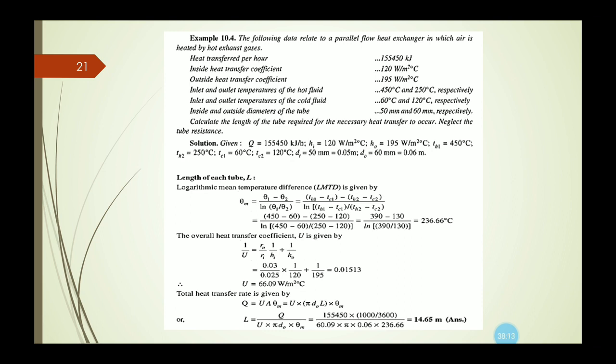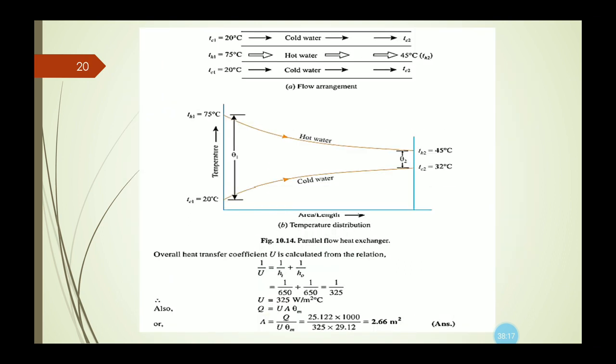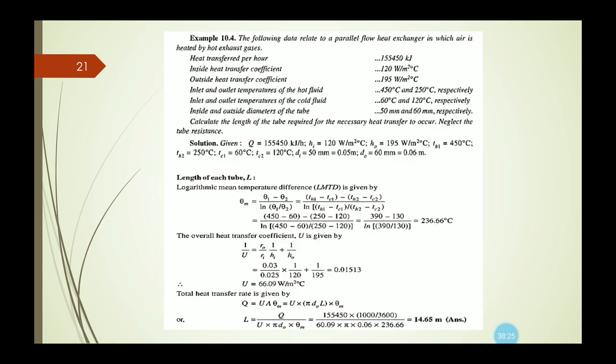So what are theta 1 and theta 2? These are actually known to us. From this diagram we know that theta 1 is TH1 minus TC1, and theta 2 is TH2 minus TC2. If we put in all these values given in the question, we get theta m, the LMTD for this parallel flow, as 236.66 degrees centigrade.